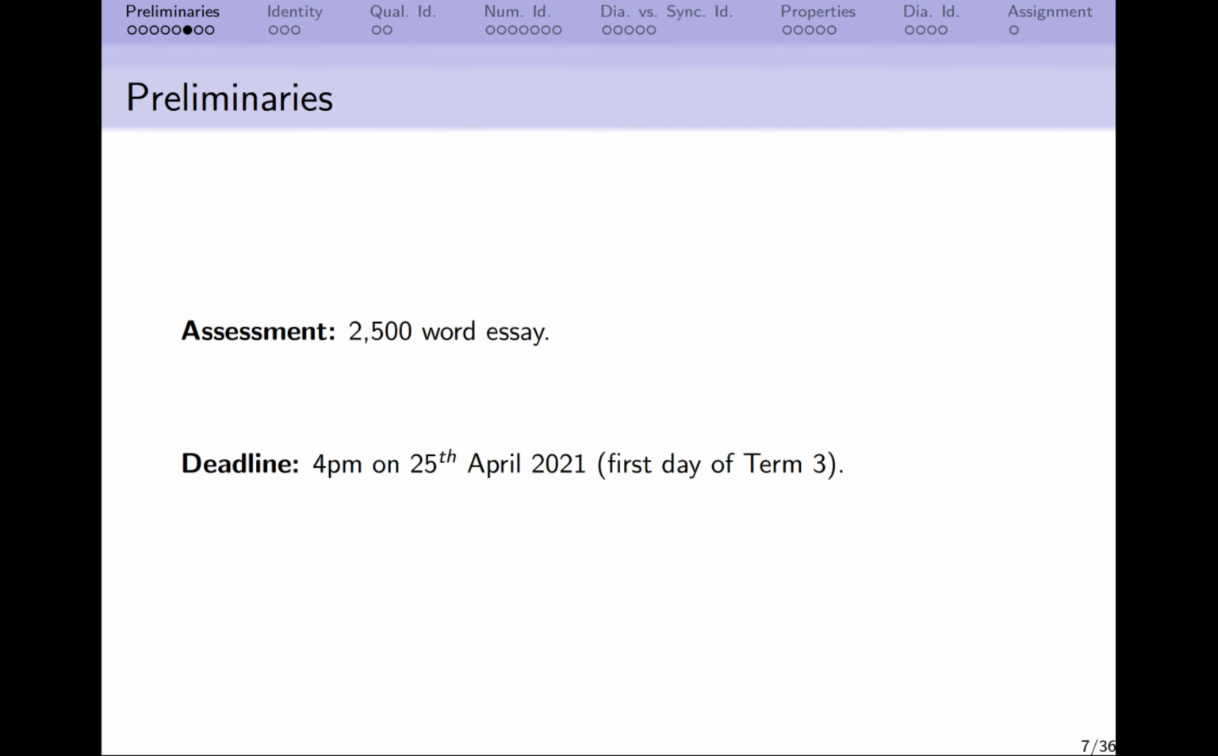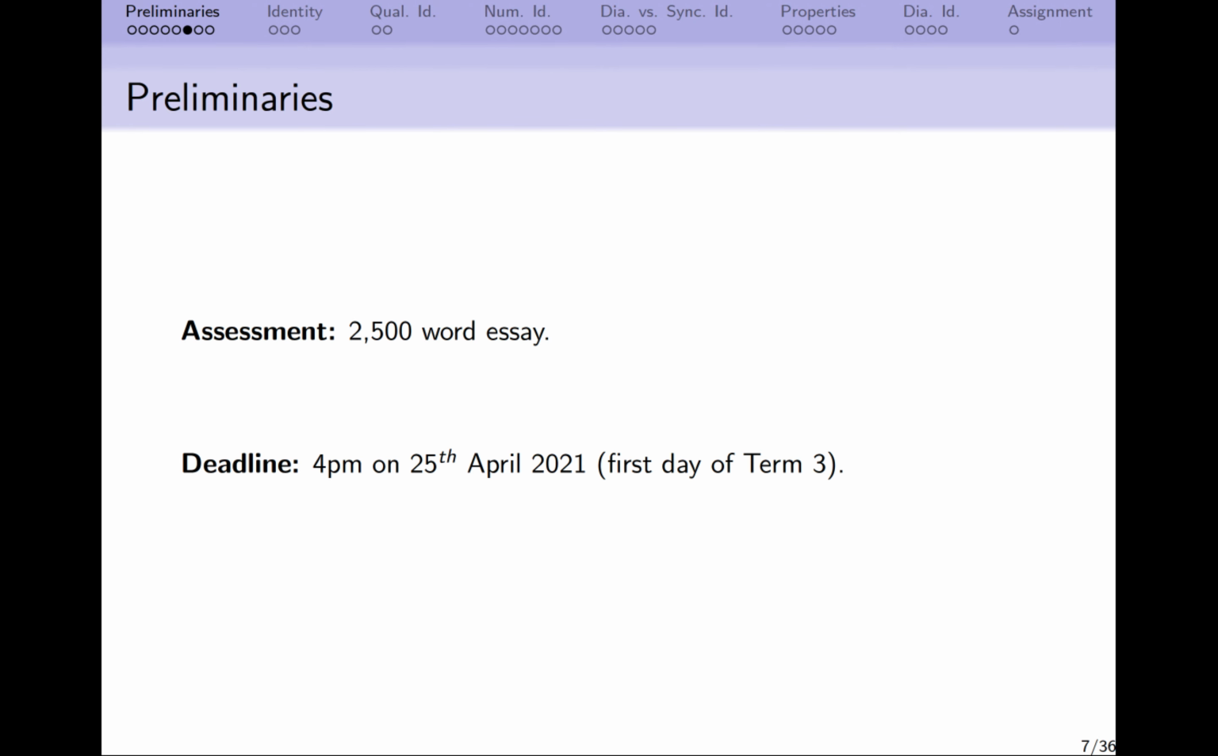It's good, I guess, to have a sense of what the assessment for the module is right from the get-go. So the assessment is via a 2,500 word essay, reasonably standard for the philosophy department. This summative essay is due on the first day of term 3 at 4 p.m.